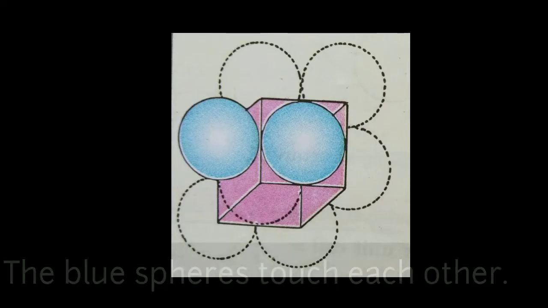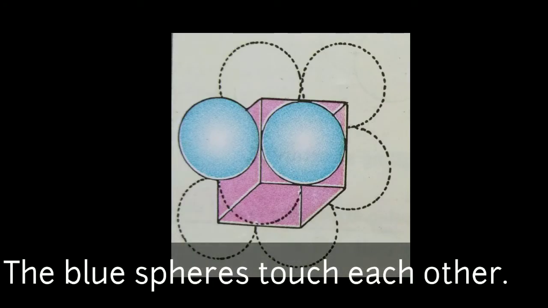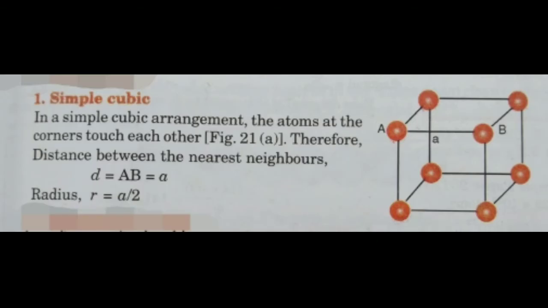In a simple cubic arrangement, the atoms at the corners touch each other, as you can see in the figure. They are touching each other. Therefore, the distance between the nearest neighbors, which is d, is equal to AB, and AB is equal to a. So the radius will be equal to a by 2.